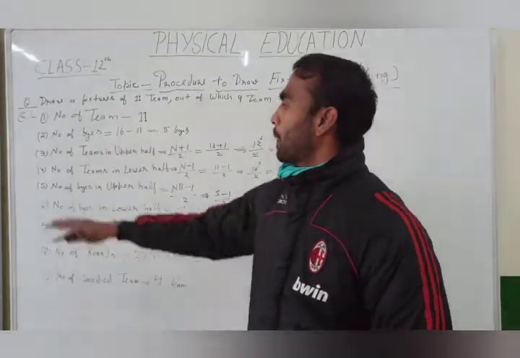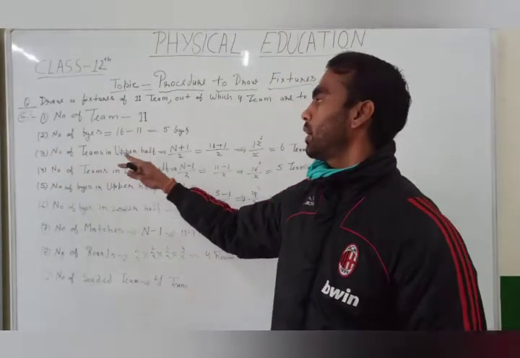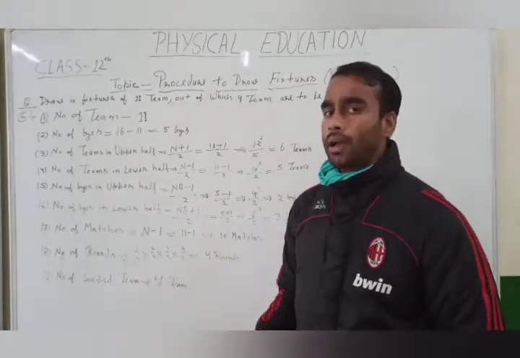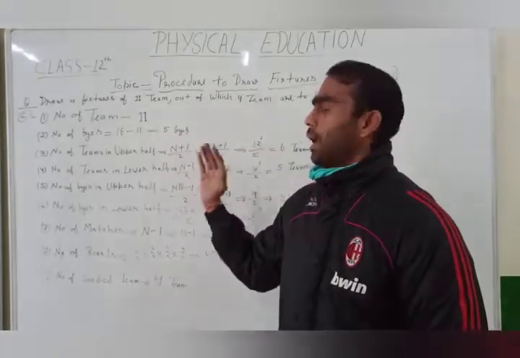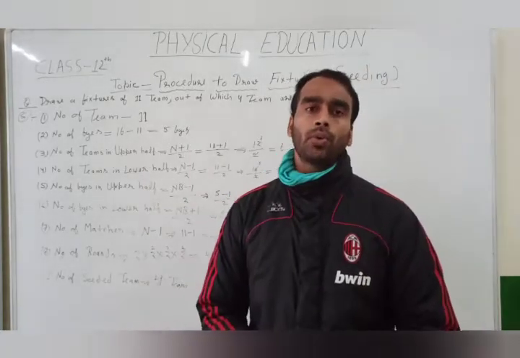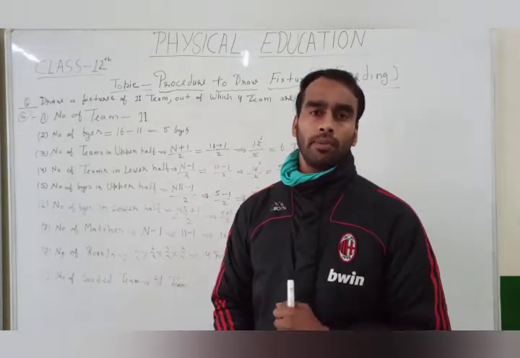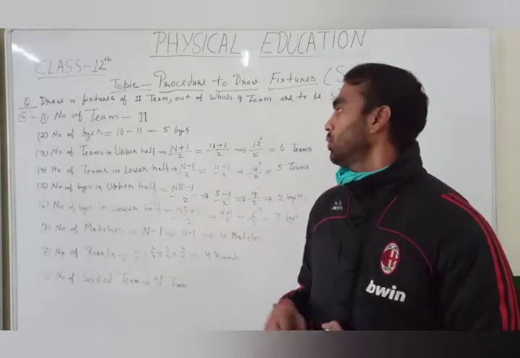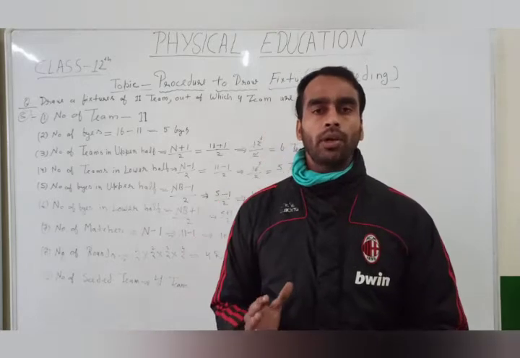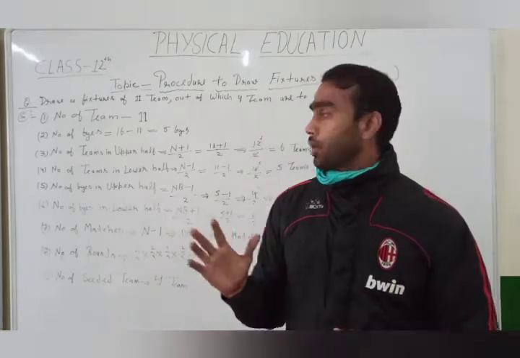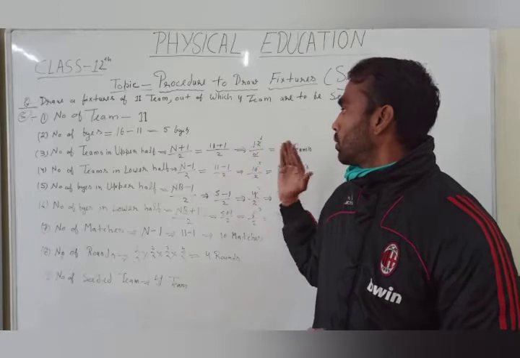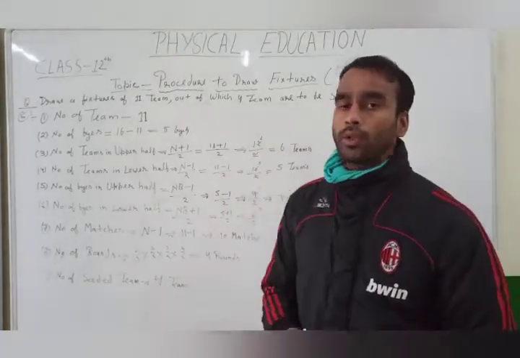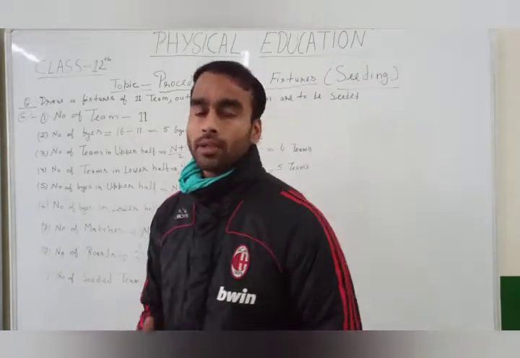Okay, so step number 3 is the number of teams in the upper half. The formula is (n plus 1) upon 2, where n means the number of teams. So 11 plus 1 is 12, 12 upon 2 is equal to 6. Okay, so in the upper half the total number of teams is 6.